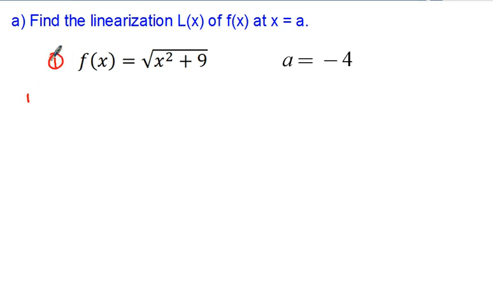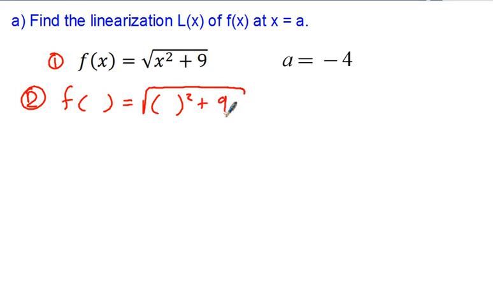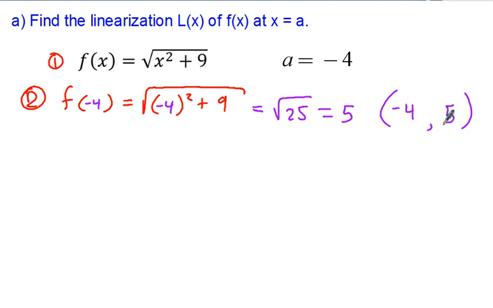Let's call this 1. So step 2, let's just go ahead and plug in the particular input that was given to us, which is -4. And let's see what comes out. So -4 squared is 16, add 9, you get 25. And the square root is going to be 5. Okay, so that tells us that the point (-4, 5) is on the curve.